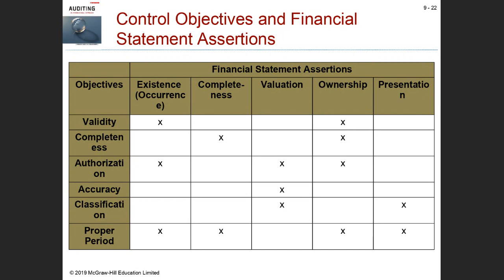Now, these assertions that we see in this PowerPoint, existence, completeness, valuation, ownership, and presentation, we already noted these are typically the most important 5 assertions made by management in the financial statements. So these are typically the ones that the auditors are most interested in, right? So wherever we see an X in this PowerPoint, the auditors can get quite a bit of audit evidence from the internal control system if it's working properly.